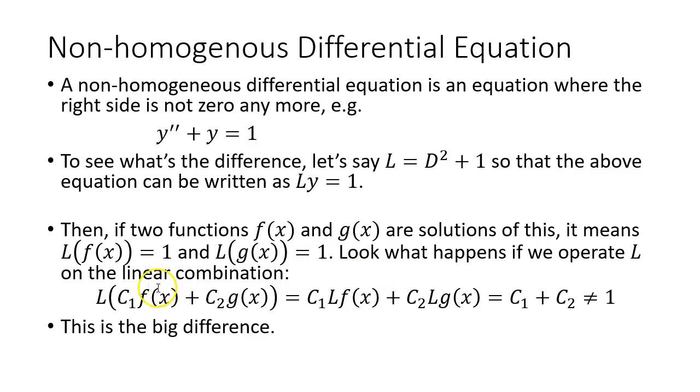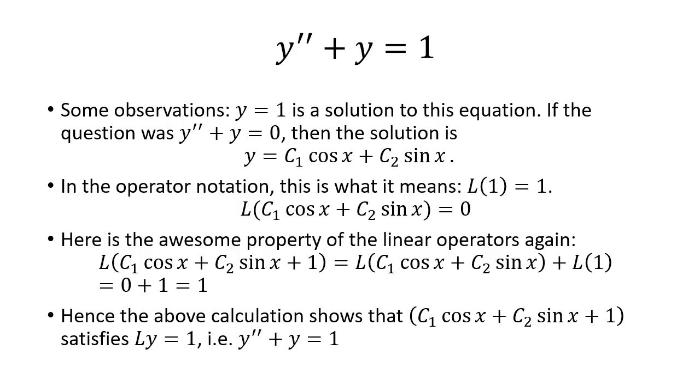Look what happens if we apply L to the linear combination of the two. Same as before, L gets applied to f and to g, so you have L of f and L of g. But individually, aren't these equal to 1? So c1 times 1 plus c2 times 1 is c1 plus c2, and unless c1 and c2 are some specific values, it's not going to give you 1. So this is the big difference. You can no longer take many solutions and take linear combinations to produce the general solution.